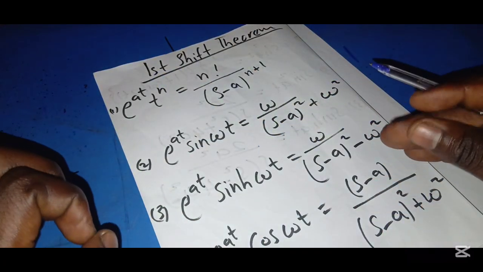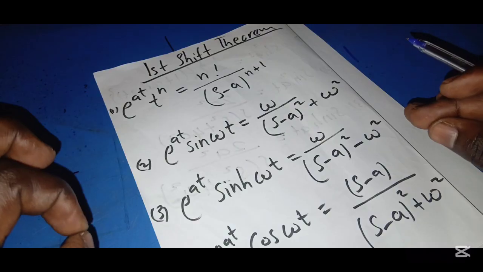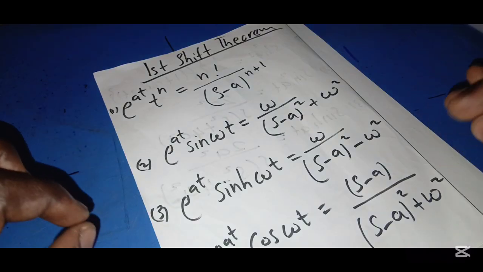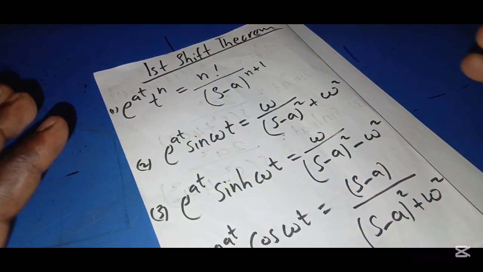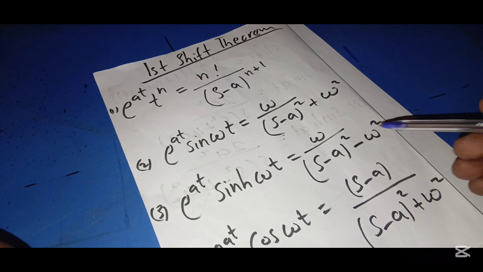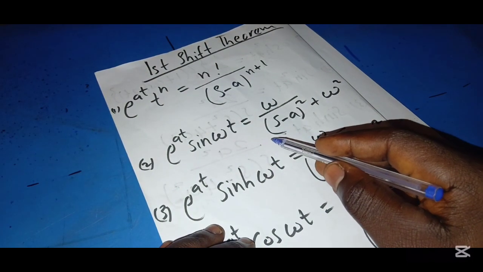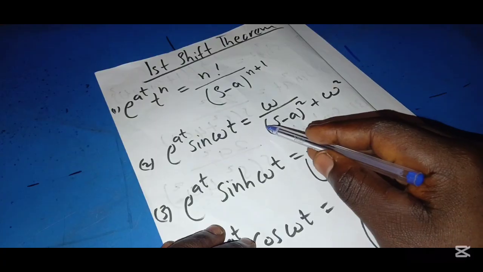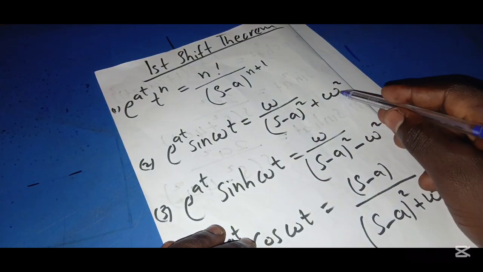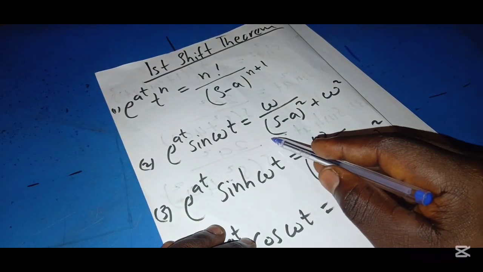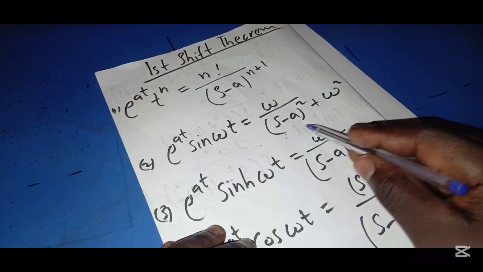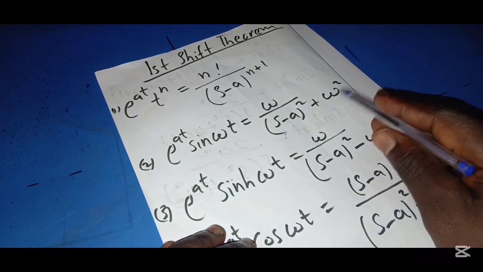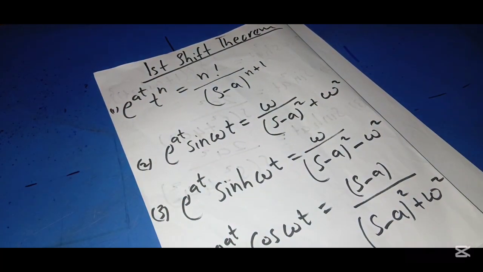Is it a sine function? Is it a cos function? If it's a sine, is it sinh omega or sine omega, right? Looking at my denominator, I have a and omega there. It means that I can just compare the denominator of the problem with this general formula to find both a and omega. Very simple.